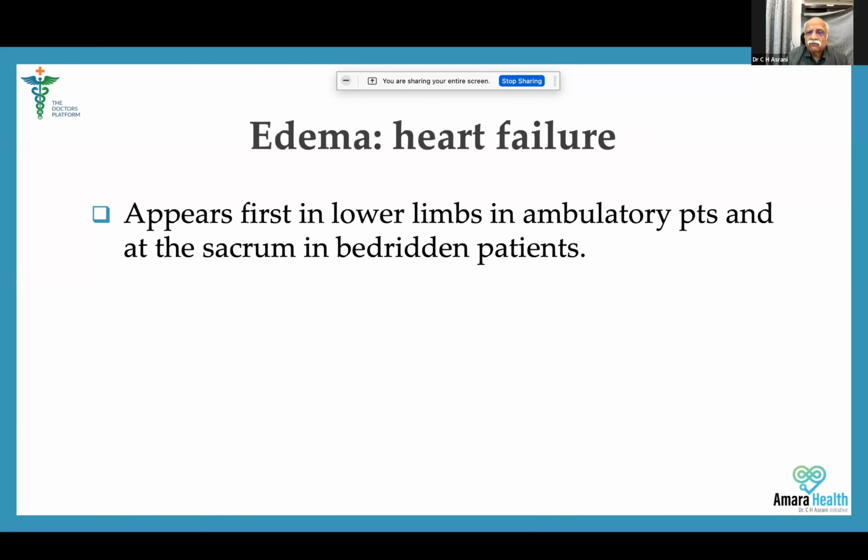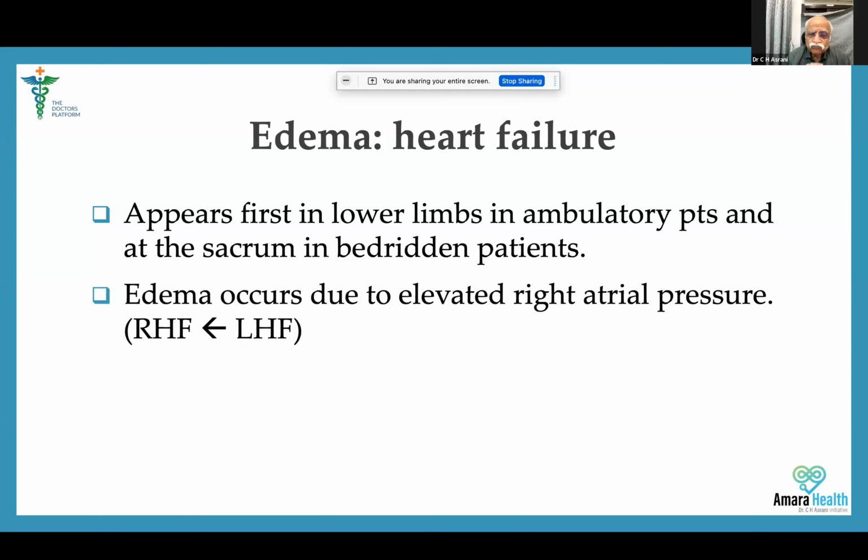Heart failure edema appears first in the lower limbs in patients who are walking around, and in bedridden patients, you have to turn the patient and check the sacrum because of gravity. If the patient is a known diabetic, ask for any recent 2D echo done. You will see the ejection fraction is not the normal 55 to 65. Edema occurs due to elevated right atrial pressure. Right heart failure is more common to give edema than left heart failure.